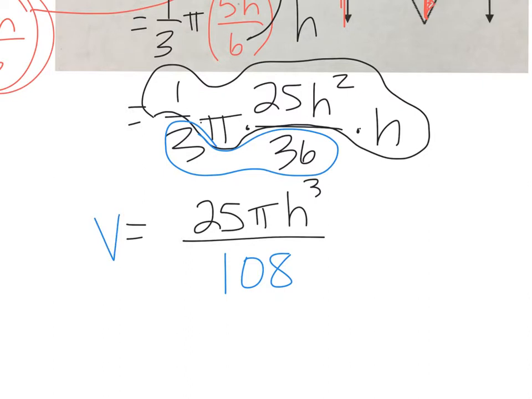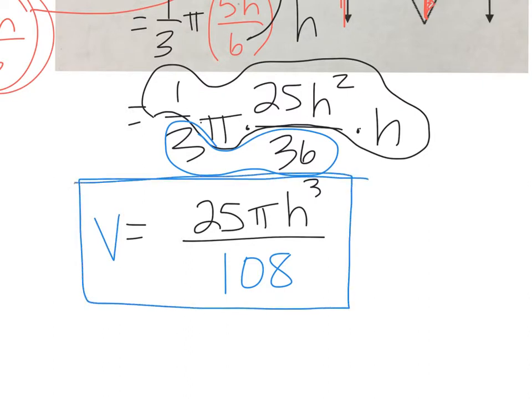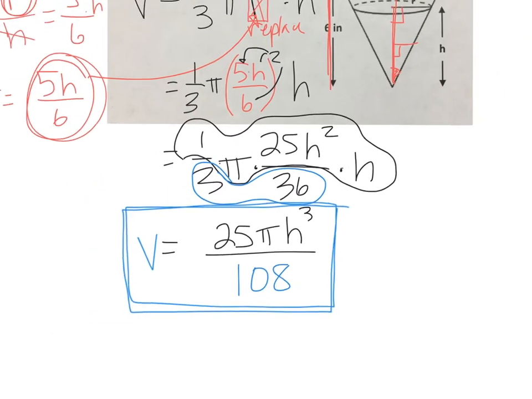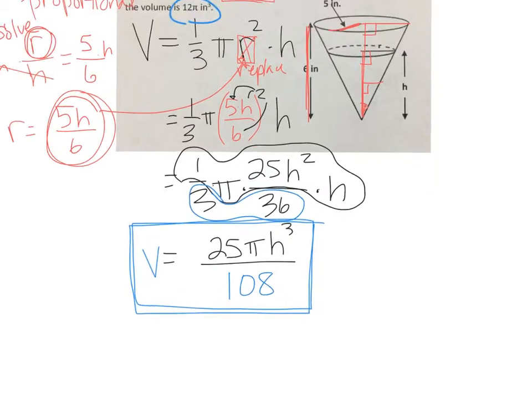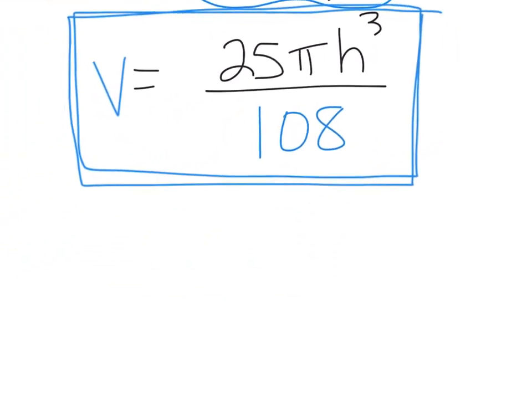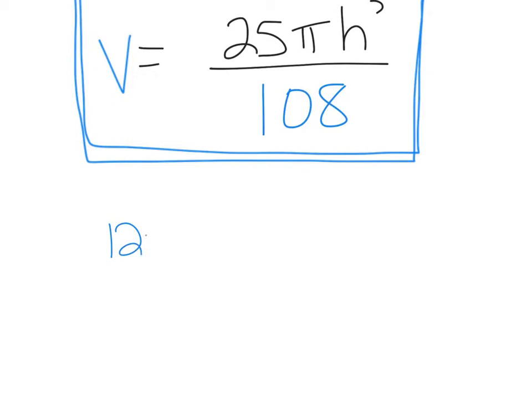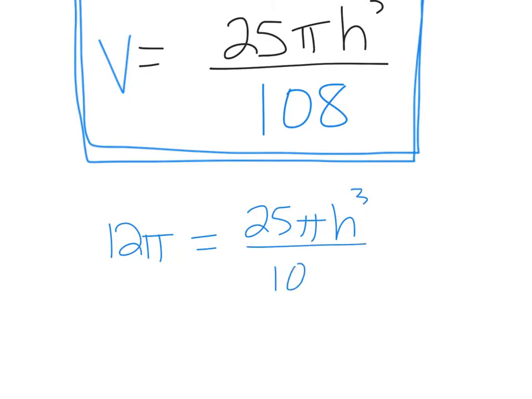So this is the formula to find the volume if I just knew the height. So that's the equation that I would write to express the volume as a function of its height. Now the question says, what is the height of the water when the volume is 12 pi? Okay, so now I know volume is 12 pi, so I set the equation over here equal to 12 pi, and I solve. So we multiply both sides by 108.